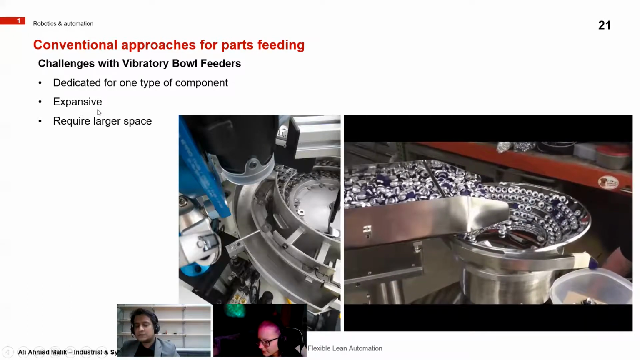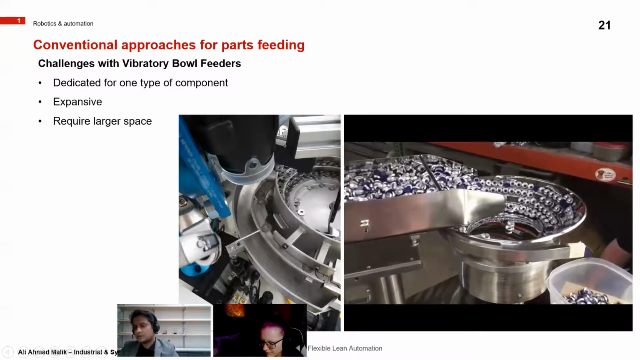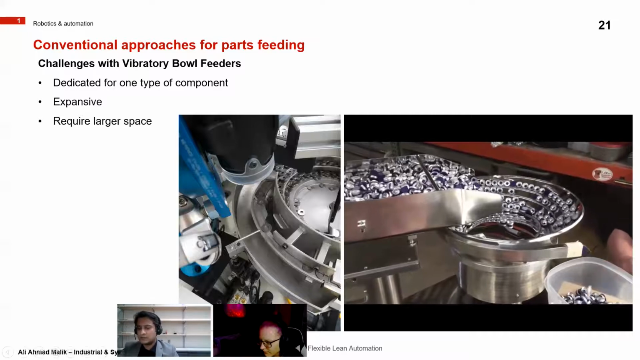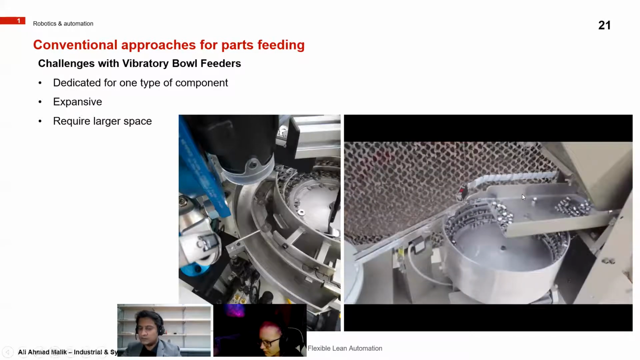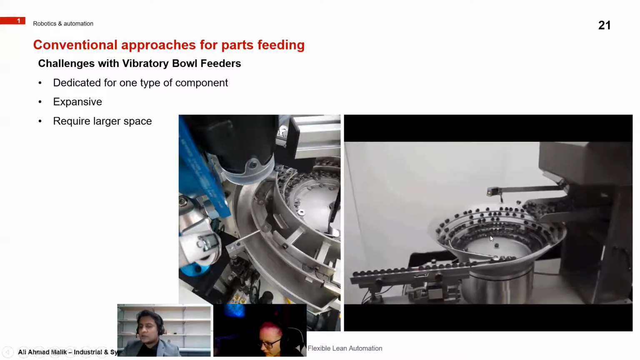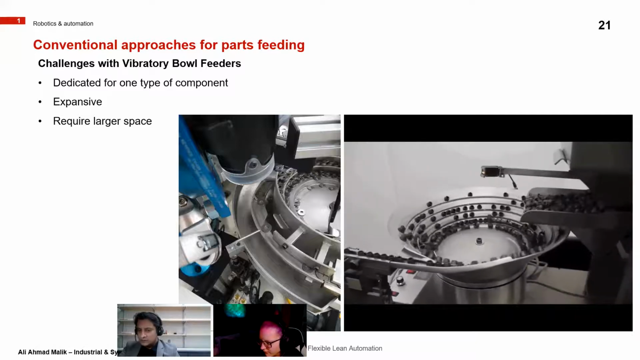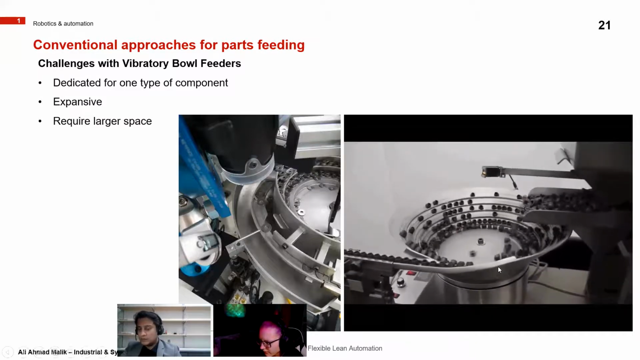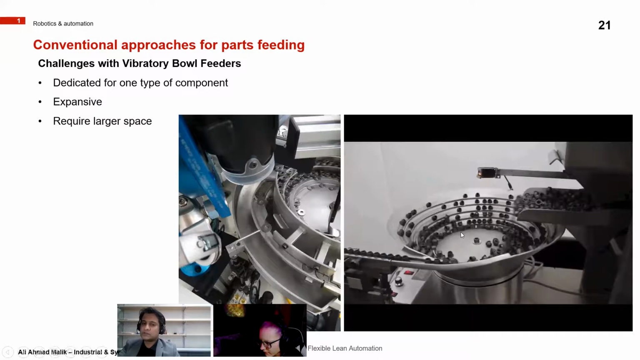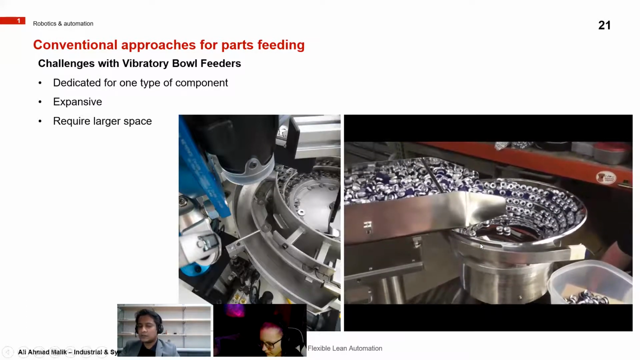One other big challenge is that they require large space. So if you have 3 or 4 components, you need 4 bowl feeders, and they will take a lot of space in your work cell or robot cell. So companies always try to discourage the use of them or try to avoid them. But if no other solution is available for that particular component, then they have to go for it.